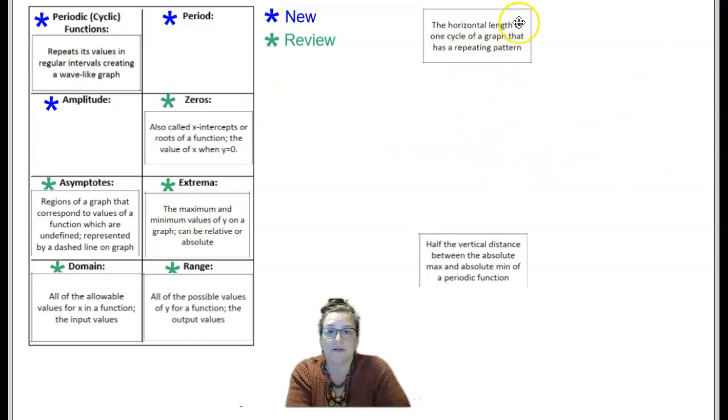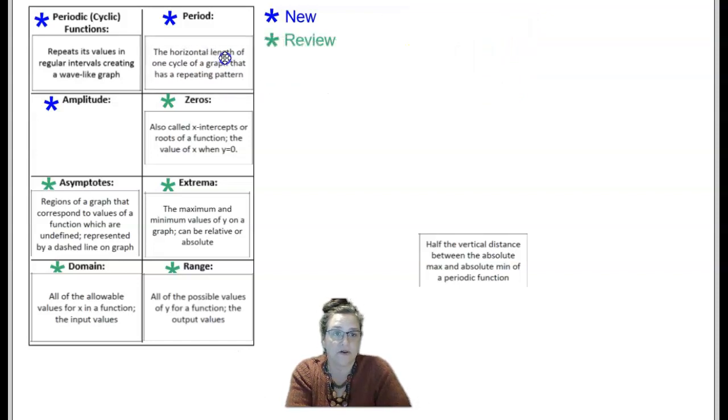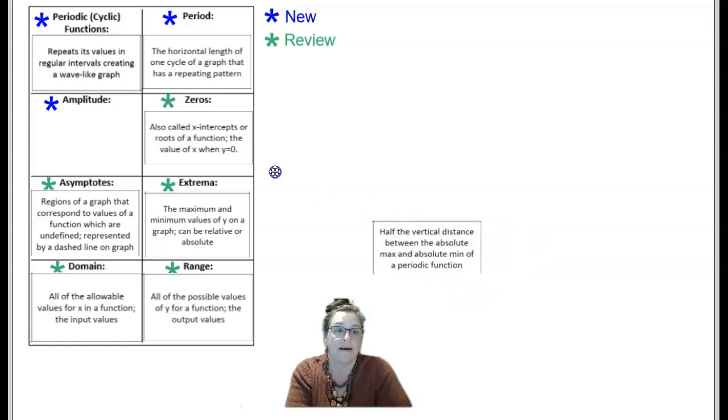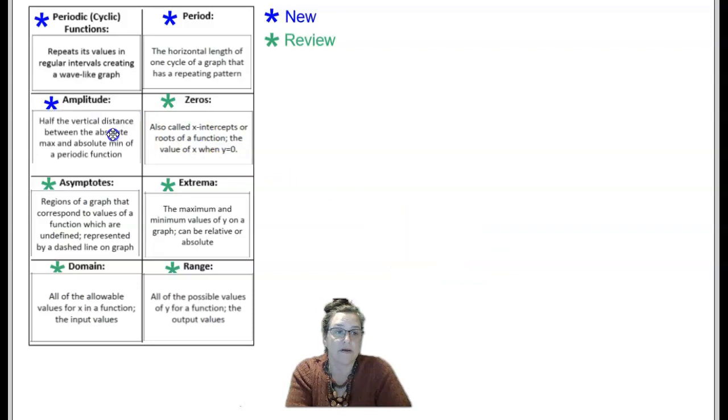Okay, the horizontal length of one cycle of the graph that has a repeating pattern, the length of that cycle is called the period of the function. And then that leaves amplitude, which is defined as half the vertical distance between the absolute maximum and the absolute minimum, half the vertical distance between the extrema of a periodic function. And we call that the amplitude.